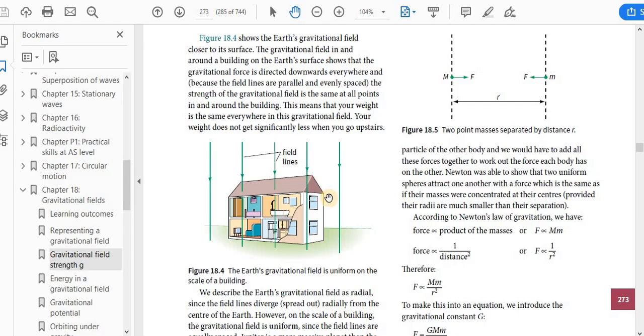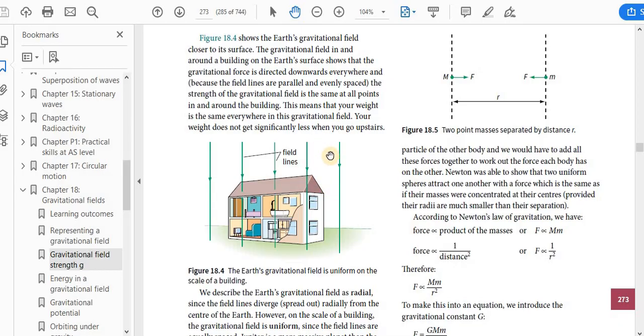Previously we learnt about electric fields. There are three types of fields that you learnt about: electric fields, gravitational fields, and magnetic fields. In the AS classes we learnt about electric fields. Now we will learn about gravitational fields, and later on you will learn about magnetic fields also. But in the O-level classes you have already learnt about these three fields, and you also learnt about uniform electric field and about uniform magnetic field.